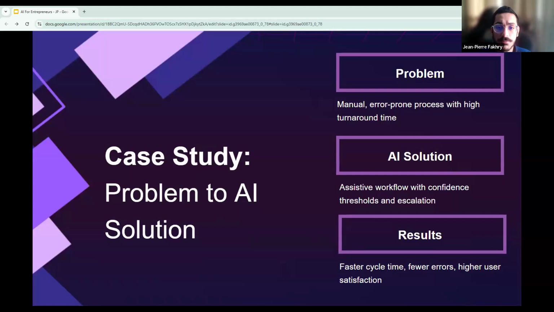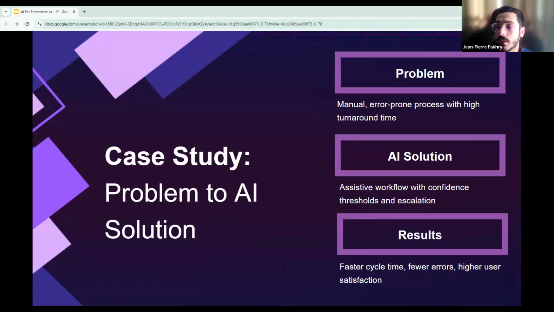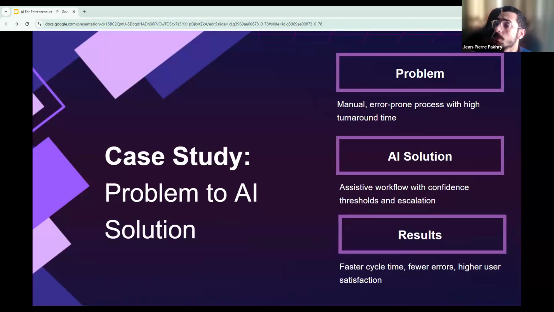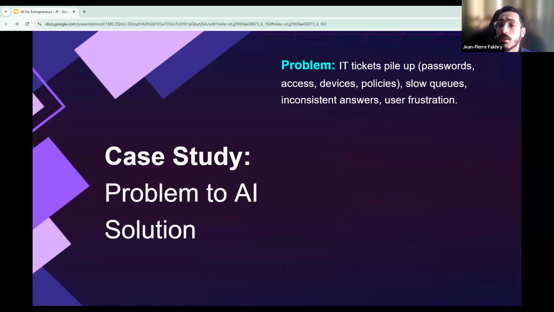Now, let's take a case study, where we take a problem and go from problem to an AI solution. The case study uses Moveworks, which is an AI company that automates internal IT and HR support. For example, things like password resets, access requests, device issues, and policy questions. The problem was universal. It was expensive.